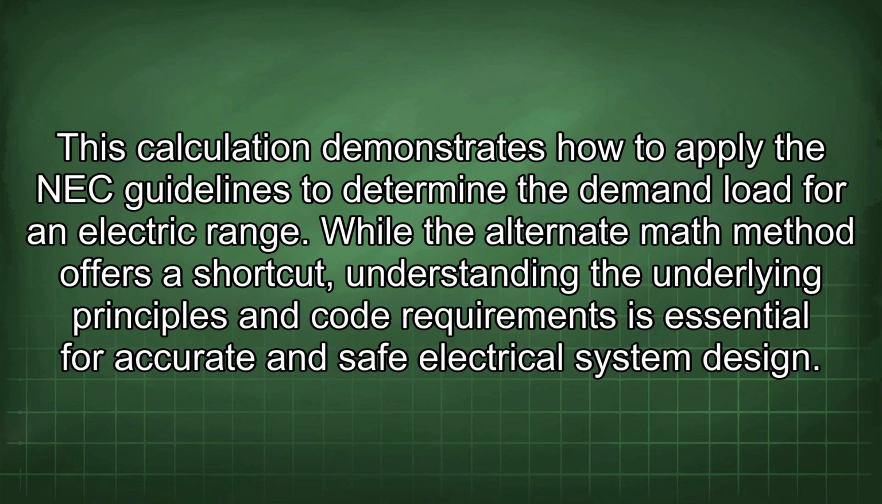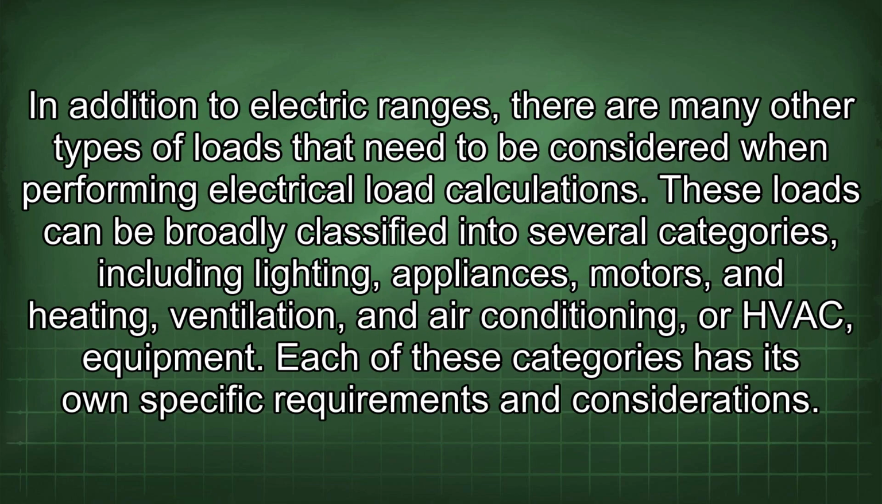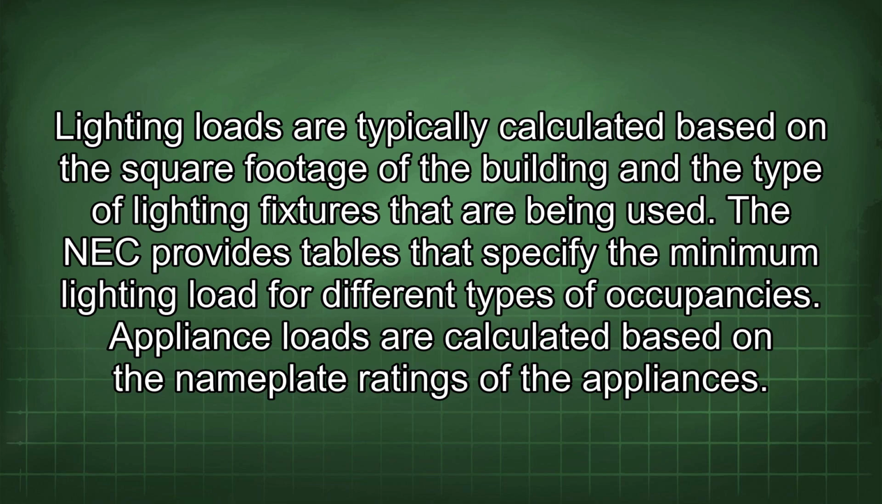In addition to electric ranges, there are many other types of loads that need to be considered when performing electrical load calculations. These loads can be broadly classified into several categories, including lighting, appliances, motors, and heating, ventilation, and air conditioning, or HVAC equipment. Each of these categories has its own specific requirements and considerations. Lighting loads are typically calculated based on the square footage of the building and the type of lighting fixtures that are being used. The NEC provides tables that specify the minimum lighting load for different types of occupancies.